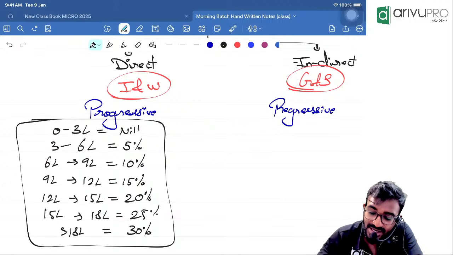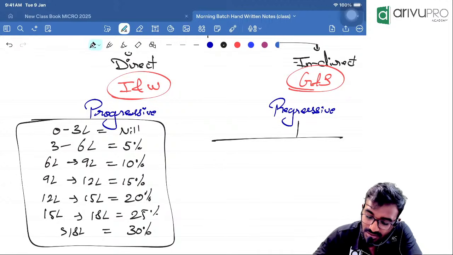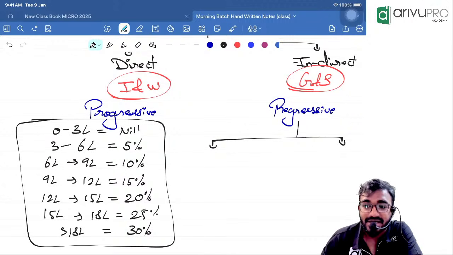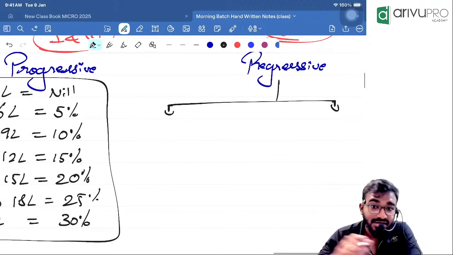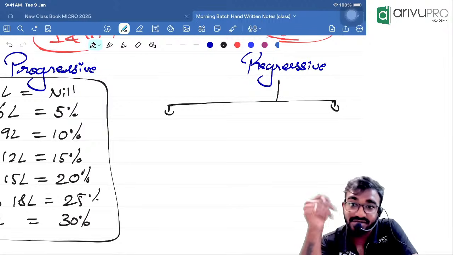Now, under indirect tax, we have two different types of indirect tax. Anyone, are you aware of this? And whatever I'm explaining, it will become useful in chapter 6.